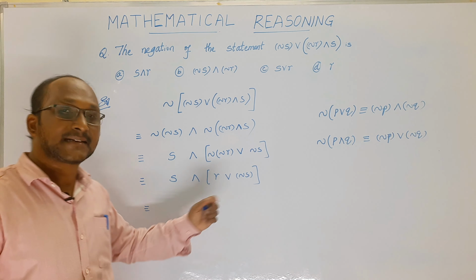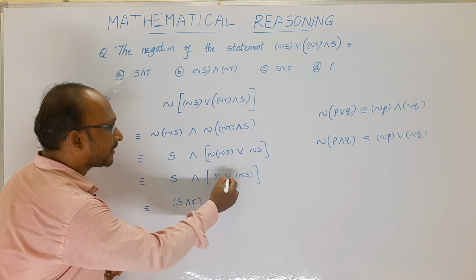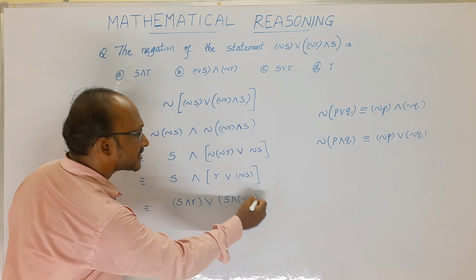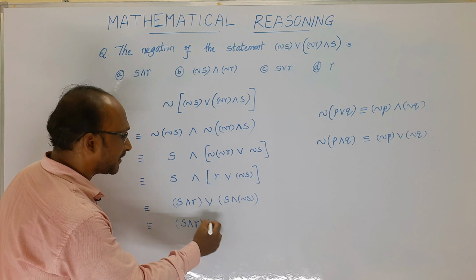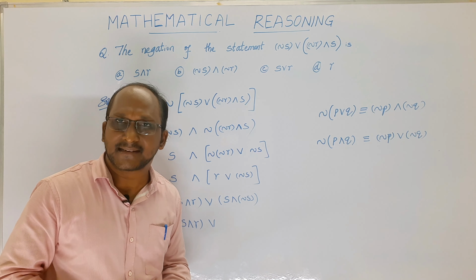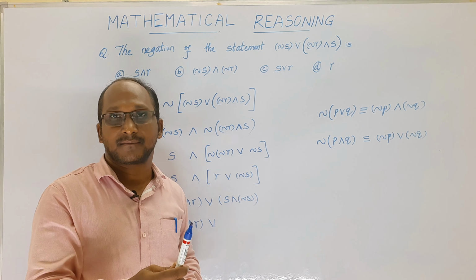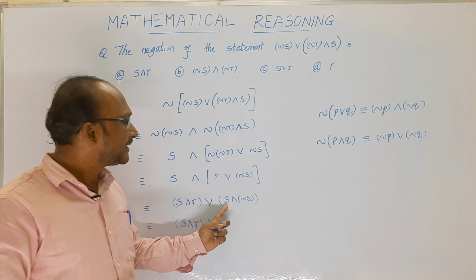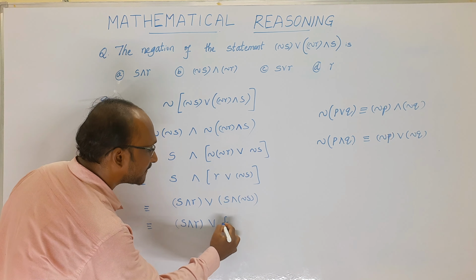Now let us apply the distributive law. P and Q, or P and negation P. That is P and Q, or what about this P and negation P? Let us take some general statement. If I say it is a marker and not a marker, do you agree? No, because it is always false. That's why here also P and not P is a false statement.